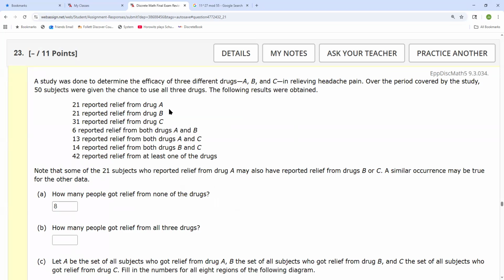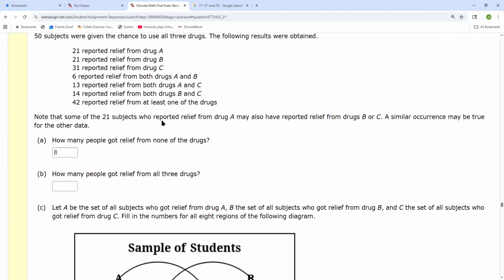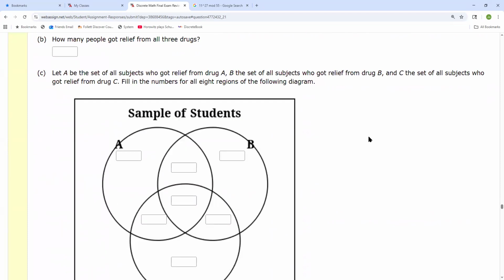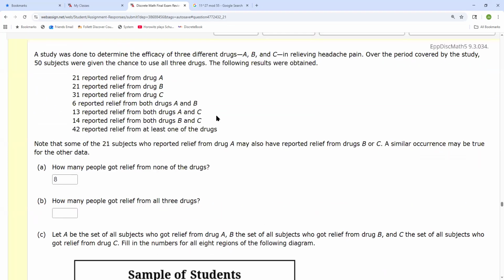And then what about how many people reported relief from drug B? That's also 21. Drug C is 31. But then let's look at the further details though. 6 people reported relief from both drugs A and B. So that means the part that's in common to A and B. What part is in common to A and B? Only these 2 spots. Those 2 spots have to add up to 6 because 6 people reported relief from drugs A and B.